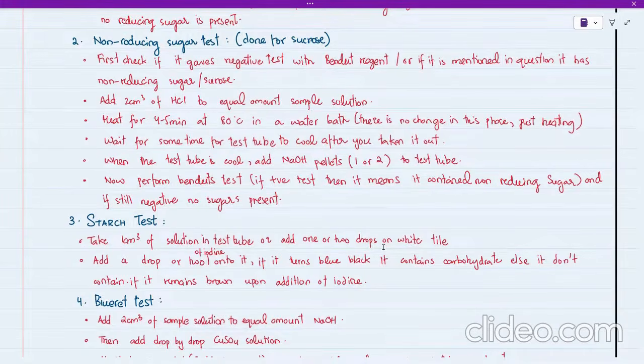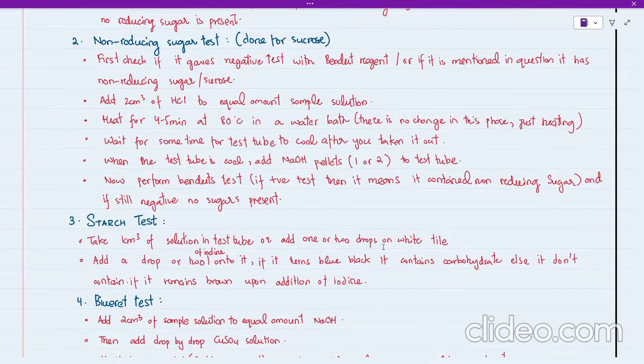So what are we going to be doing when we have confirmed that it is a non-reducing sugar? We add 2 cm cube of HCl and add an equal amount of the sample solution to it. And then we heat it for 4 to 5 minutes at 80 Celsius in a water bath. There is no change in this case, okay? It is going to remain as it is. We are just heating it so that it hydrolyzes, and there is no visible change when it hydrolyzes.